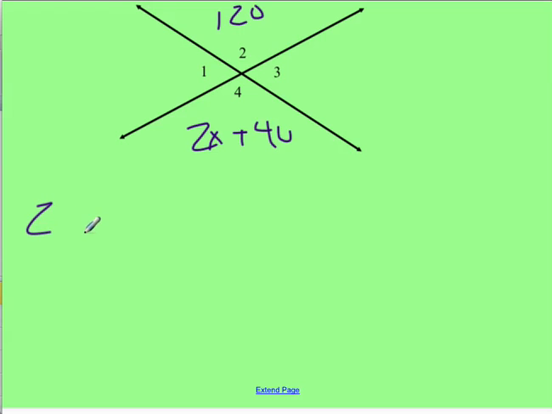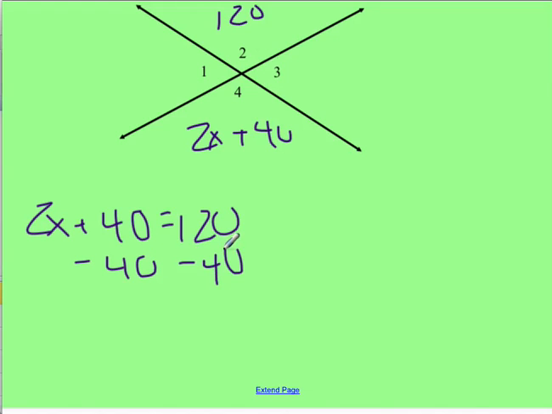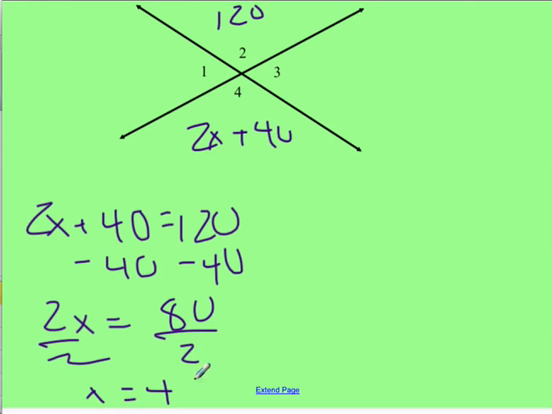So that means that 2x plus 40 is equal to 120. So I'm going to go ahead and subtract 40 from both sides. So I get 2x is equal to 120 minus 40, which is going to give me 80. And then I'm going to divide both sides by 2, and I get that x is equal to 40 degrees.